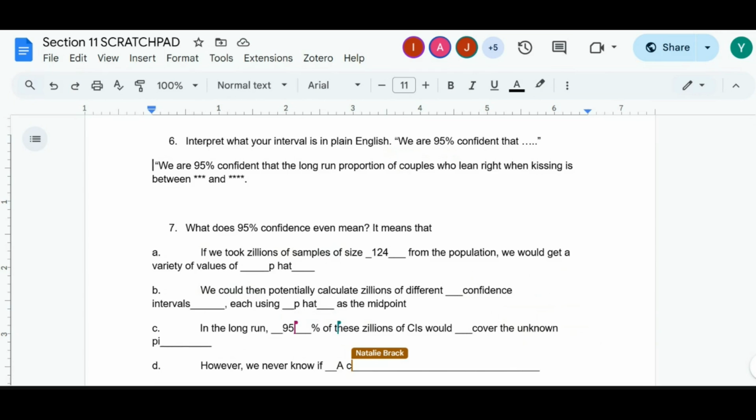and the answer is actually in a previous slide of mine, if you can pick up on that. Yes. We never know if a CI does cover pi or not.